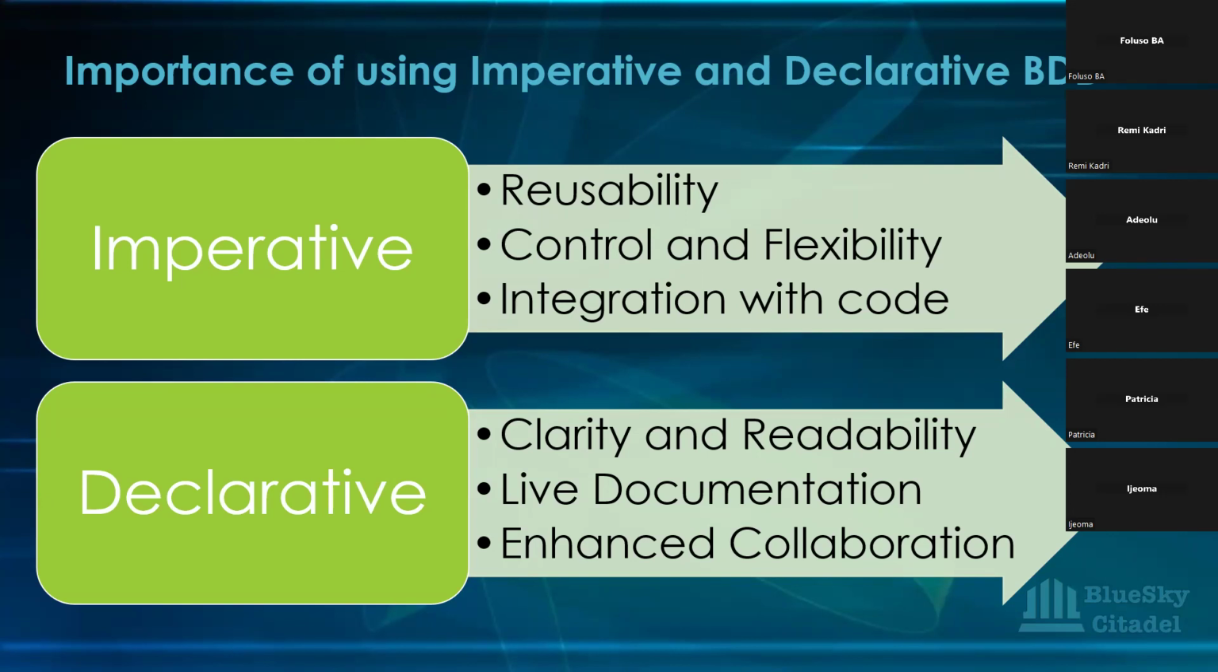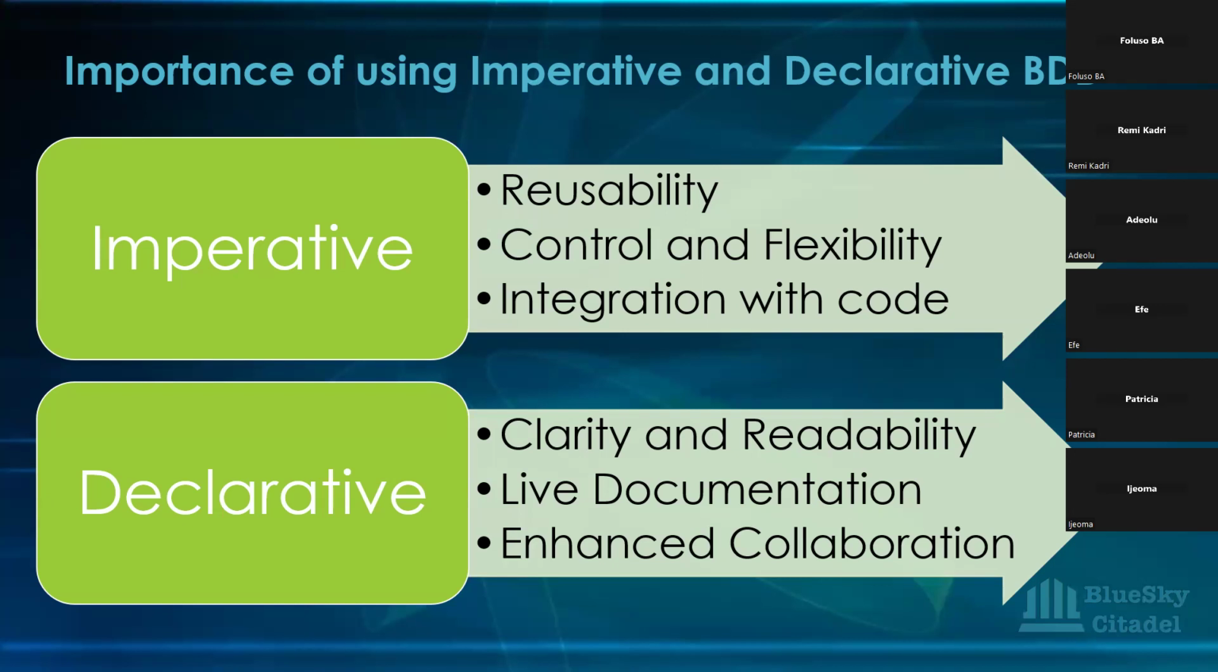On the other hand, declarative Gherkin focuses on describing the expected behavior. So it gives clarity and readability, straight to the point of each scenario, making them accessible to non-technical stakeholders. Both are also documentation. So the two benefits of both imperative and declarative: it gives you live documentation and it also enhances collaboration.